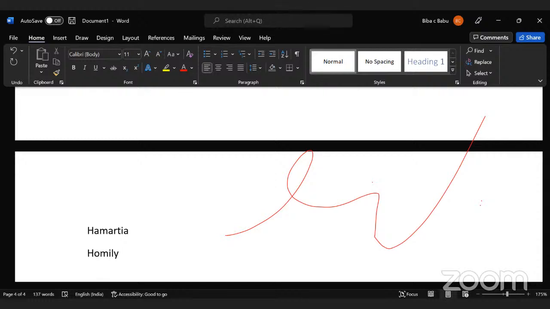Next is homily. Homily means a kind of speech or a writing where there's a moral instruction, or a lecture saying how to behave. That is homily.